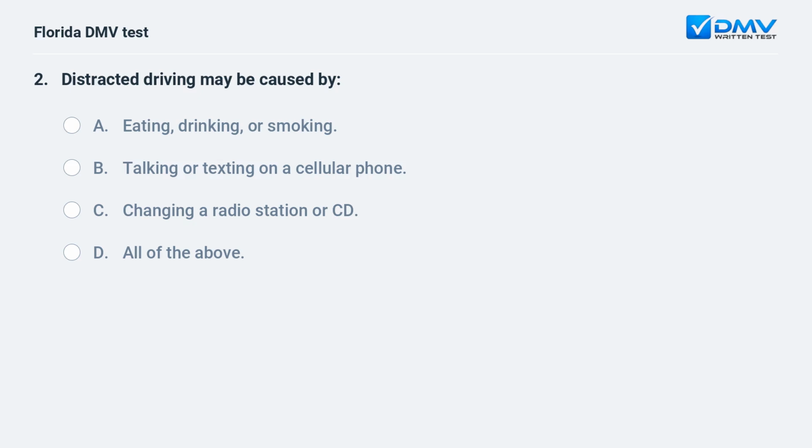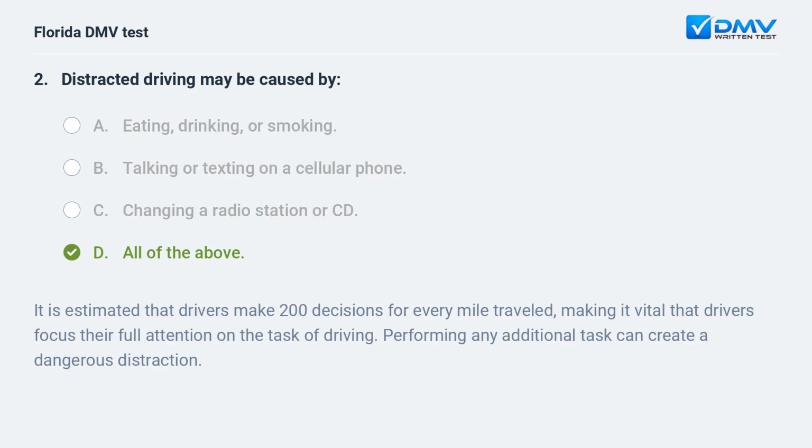Distracted driving may be caused by A. Eating, drinking, or smoking. B. Talking or texting on a cellular phone. C. Changing a radio station or CD. D. All of the above. It is estimated that drivers make 200 decisions for every mile traveled, making it vital that drivers focus their full attention on the task of driving. Performing any additional task can create a dangerous distraction.